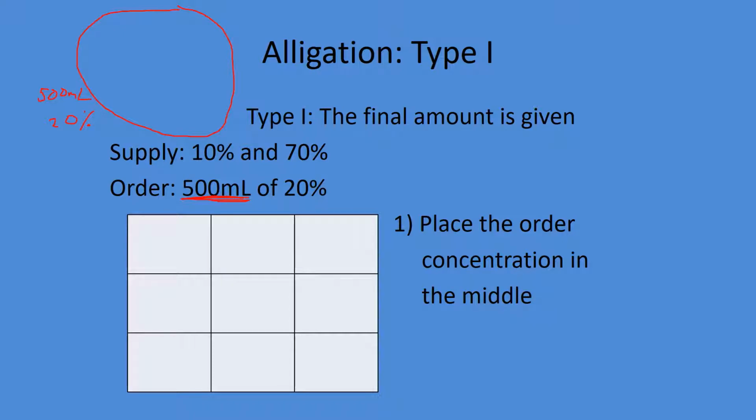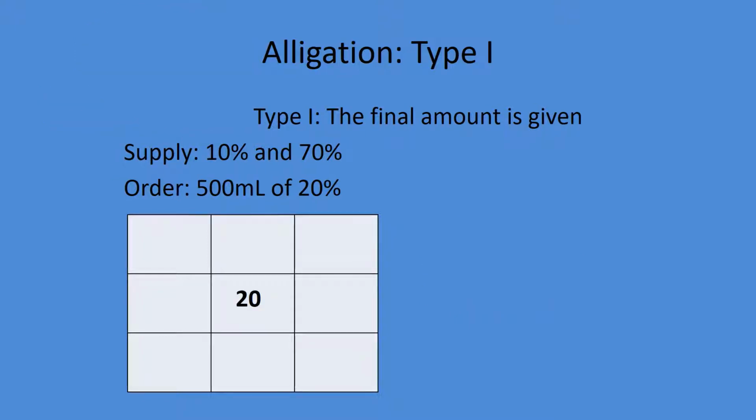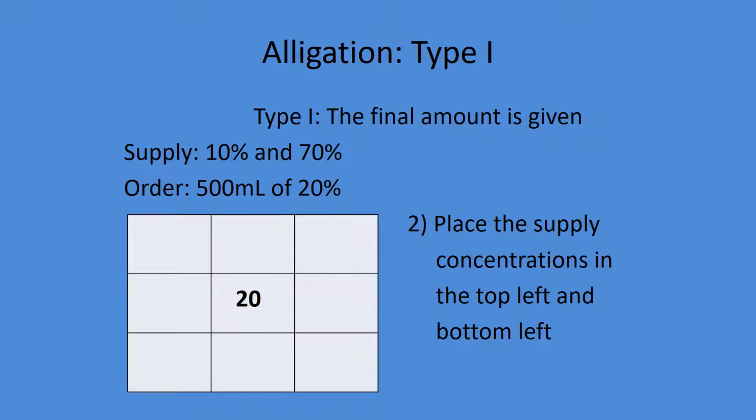All right, step 1, you want to place the order concentration in the middle. So you just need the percent value. You don't have to convert it to a decimal. So just place 20 in the middle. Next, place the supply concentrations in the upper left and lower left. So we got 70 and 10. I usually put the higher concentration on top and the lower concentration on the bottom, but it doesn't matter as long as you follow the steps through.